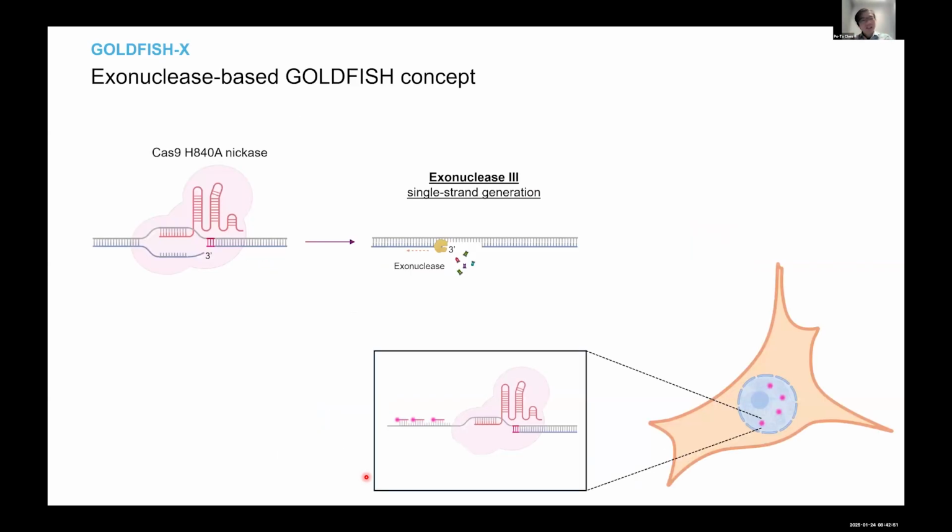So this is the idea. We still use Cas9 in this case, which cuts only a single strand. And this nicked DNA can be exposed to exonuclease, which digests to create a single-strand region for probe hybridization. Because this new concept utilizes exonuclease, we named it GOLDFISH-X.